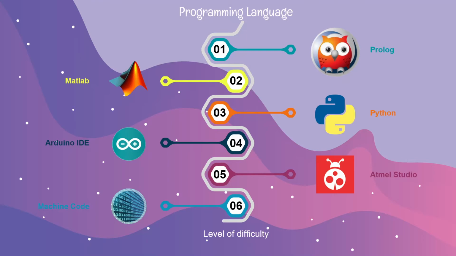Machine code is 010101, and the lower the level of difficulty, such as MATLAB and Python, the easier it is for humans to understand, because it is closer to human language. As an example, if we type the letter M, we convert the letter M in machine code as 56.